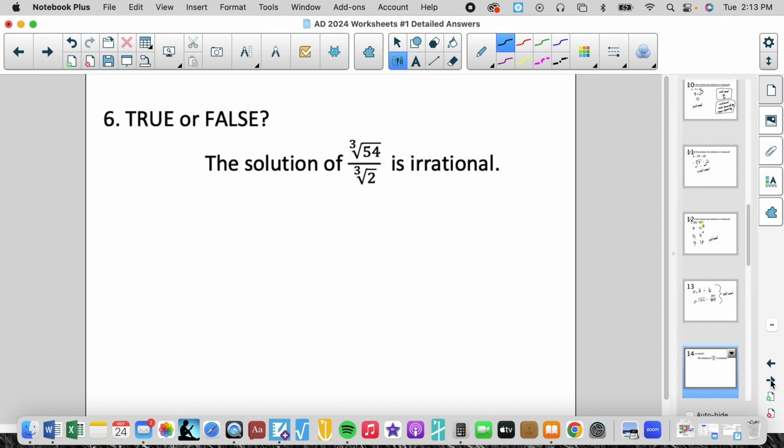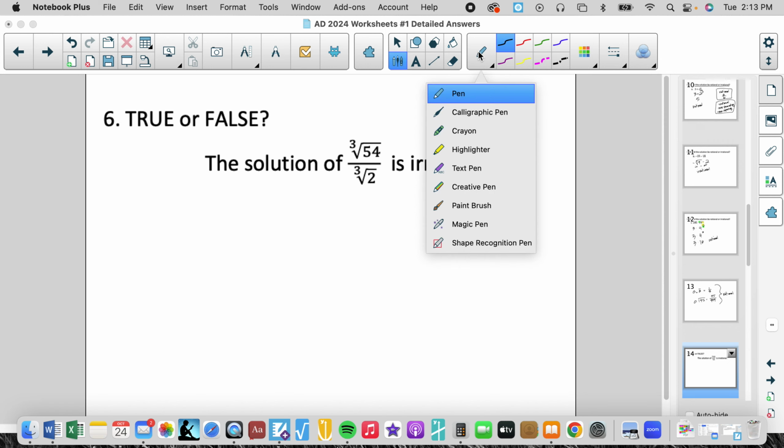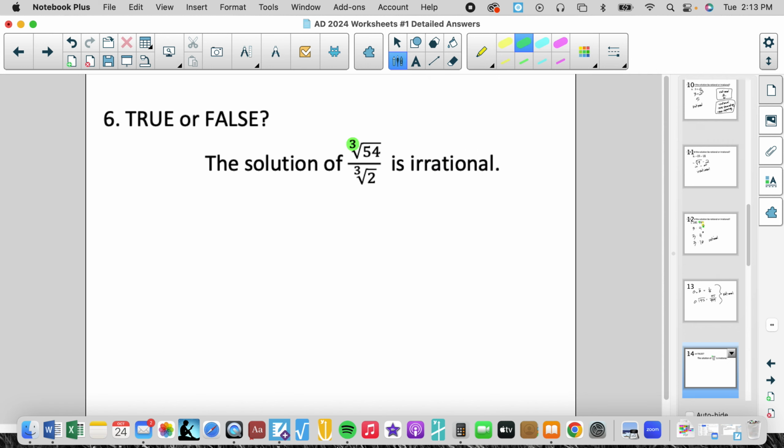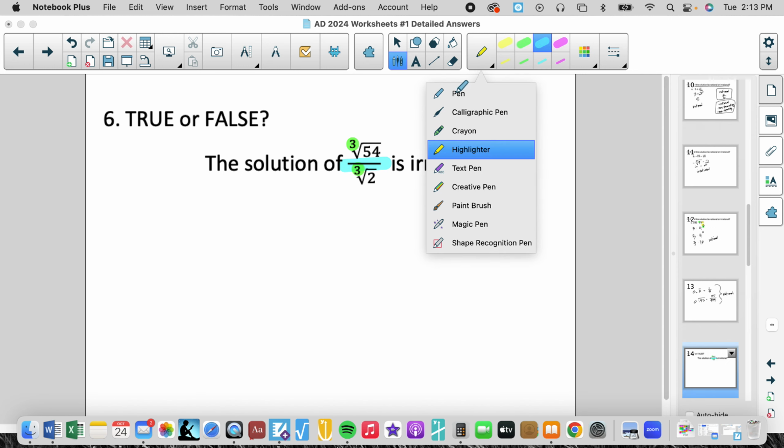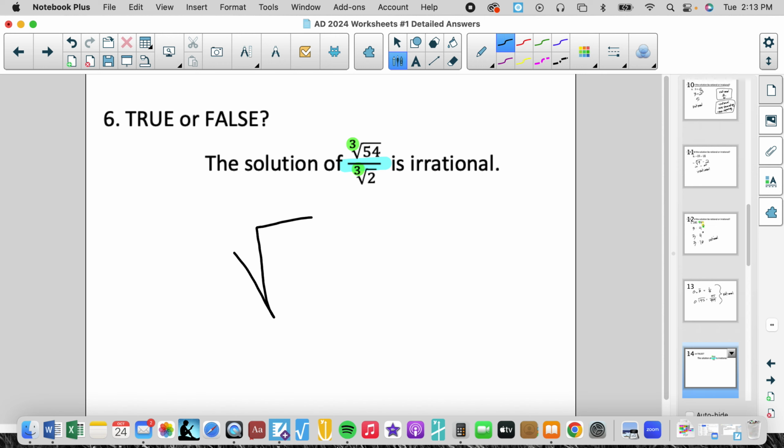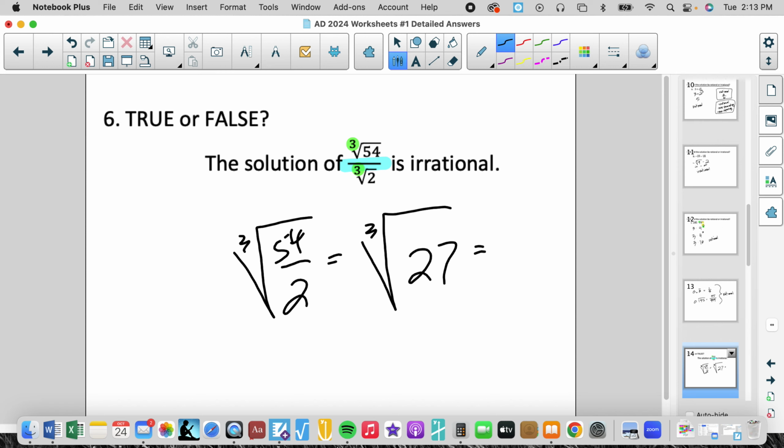True or false? The solution of is irrational. Since they have the same radicals and they're being divided, I can put them under the same house. So I'm going to see if I can simplify this first. 54 over 2, and cube root of 54 over 2 is going to give me 27. And I know that that equals 3, so this is considered rational.